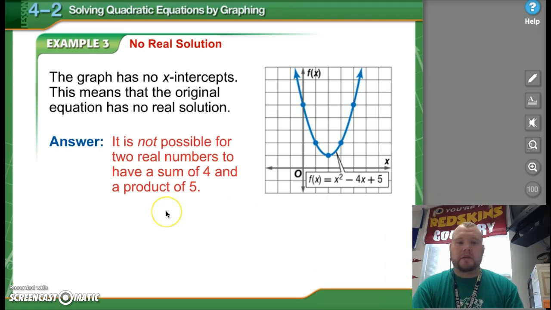So basically what that means in practical terms for this problem is that it's not possible for two numbers to have a sum of 4 and have a product of 5 at the same time.